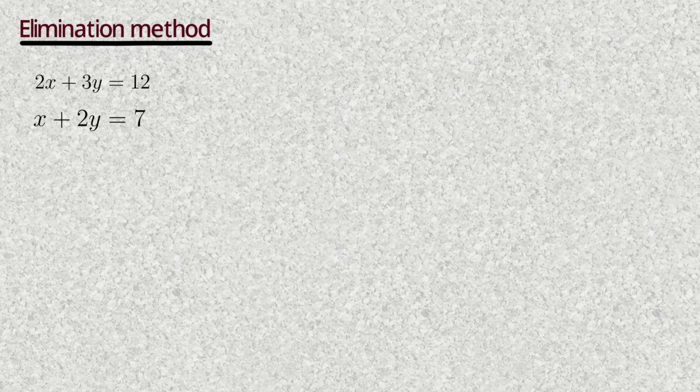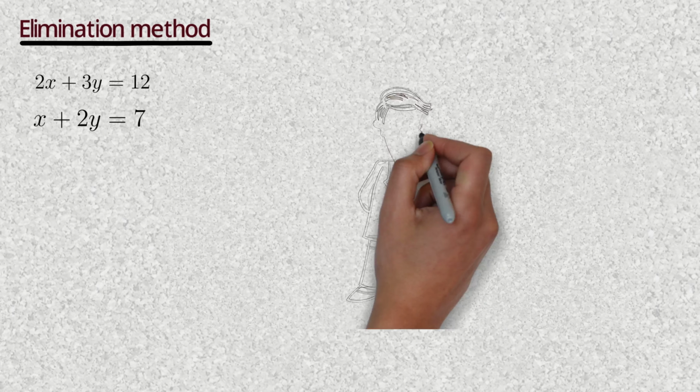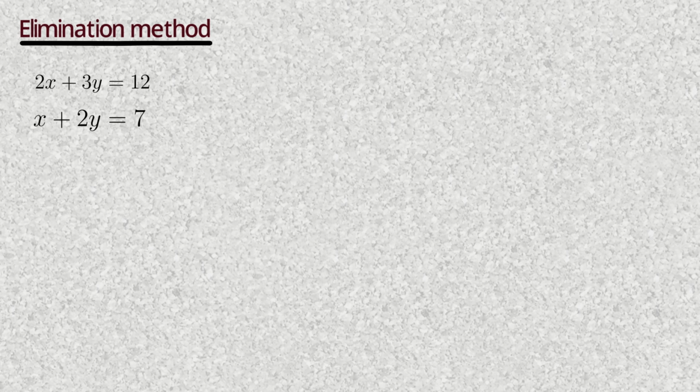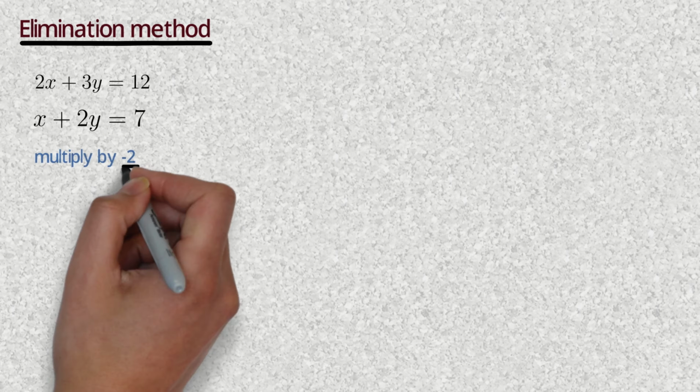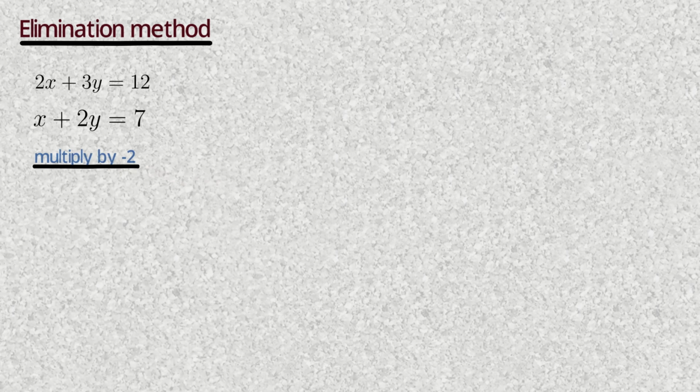Now, Elimination's on the job. He's like, I'm gonna take out one of these variables and I'm gonna do it with style. He looks at the equations and says, You know what? I'm gonna multiply the second equation by -2 so I can take out that x variable. So, we multiply the second equation by -2.